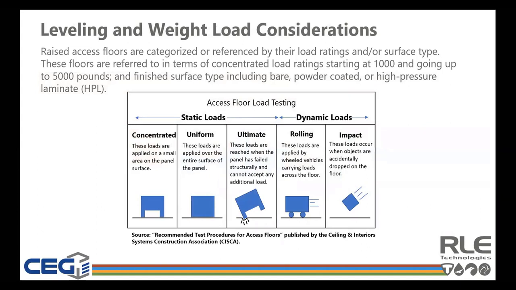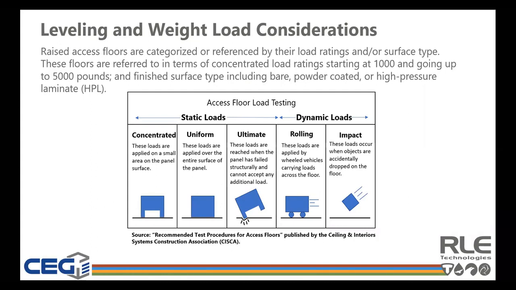I'm going to talk a little bit now about leveling and weight load considerations. And I think this is something that's often overlooked when it comes to your data center flooring. Most solid and airflow data center panels are identified by their concentrated load ratings. So, for example, when you hear a panel referred to as a 1,250 pound panel, that panel has a concentrated load rating of 1,250 pounds.